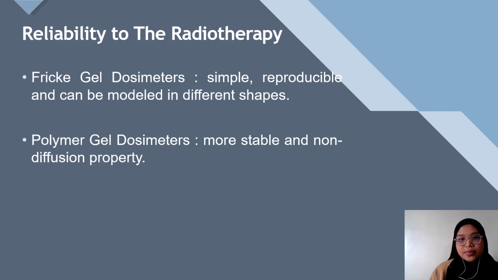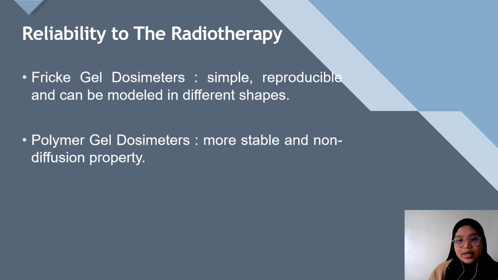So as mentioned before, there are some types of gel dosimeter that we can use in radiotherapy treatment. First is Fricke gel dosimeter. It is simple, reproducible, and can be modeled in different shapes. It is easy to prepare and is tissue equivalent, but the use is limited because of the dependence on oxygen concentration. And then polymer gel dosimeter.